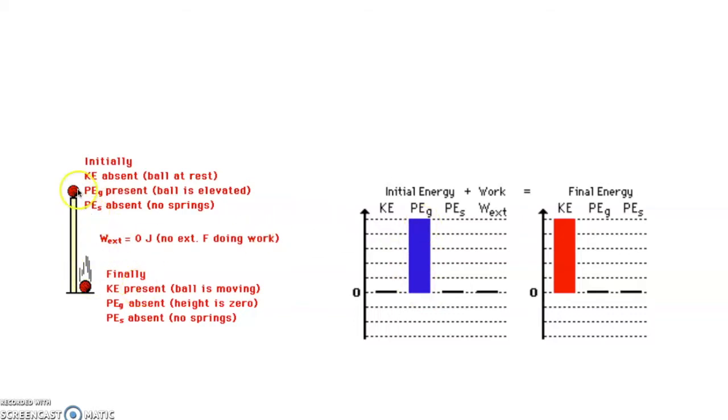And then at the end, it drops to the very bottom. The ball's moving, so there's kinetic energy. Gravitational potential energy is zero because it's at the floor, so there's no height, and there are no springs, so there's no spring potential. All there is is kinetic. So total potential becomes total kinetic. We have to make sure that the total bar height is the same on both sides of the equal sign, which it is. All potential to kinetic, with no work being done.